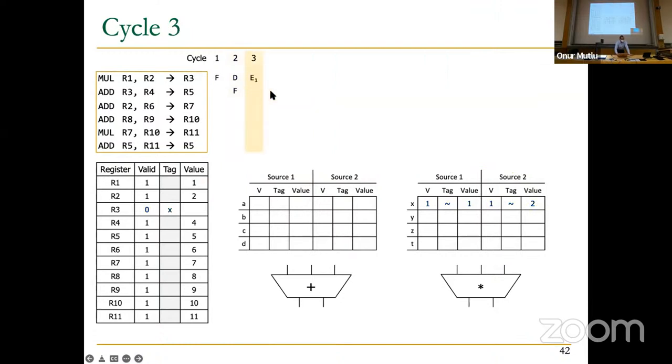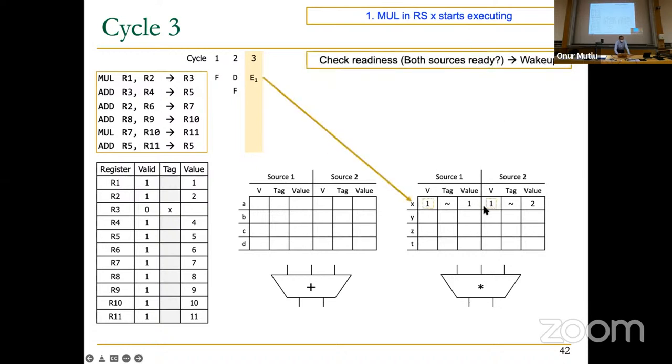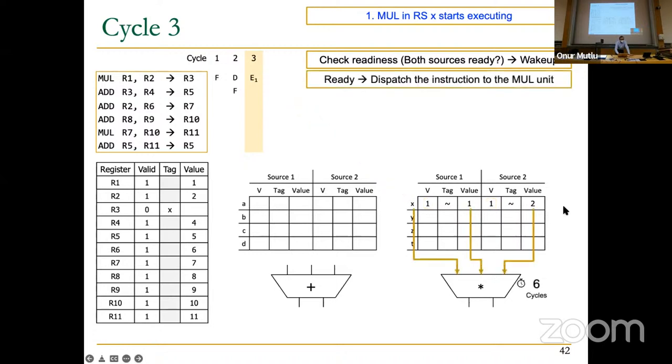In the third cycle, what happens is multiply starts executing right now because both of its sources are ready. So basically, what happens is you check the readiness. There's some logic that always checks the readiness of instructions. If this instruction is ready and has not started executing before, it should start executing. And if there are multiple instructions that become ready for some reason, you need to decide which instruction goes to the functional unit. Both sources are ready, so you wake up the instruction. This is called wake up in out-of-order execution terminology. And then the instruction gets dispatched to the multiply unit because both of its sources are ready.